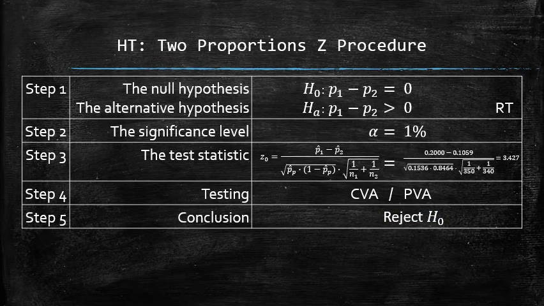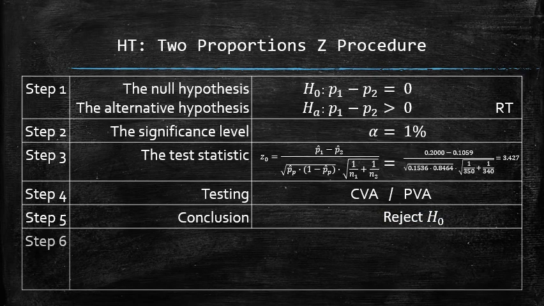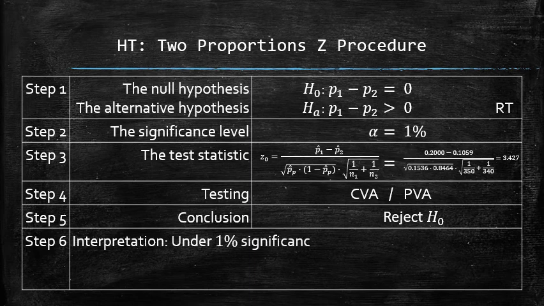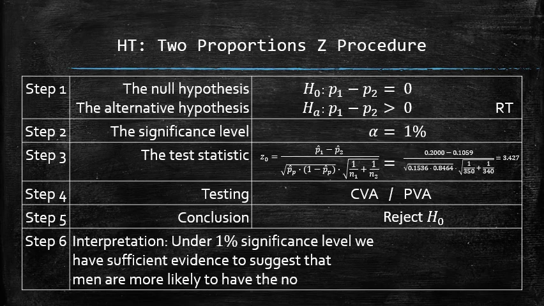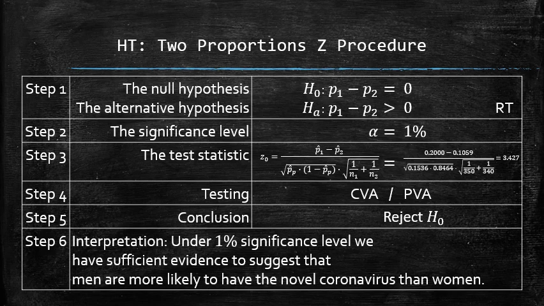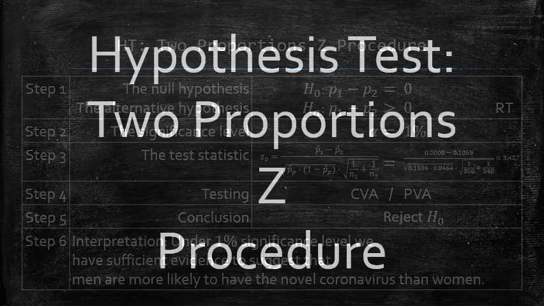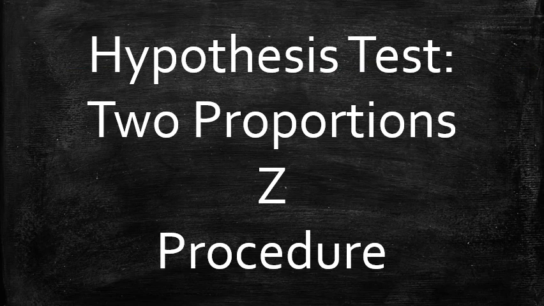Next, we are going to interpret the results. Interpretation. Under 1% significance level, we have sufficient evidence to suggest that men are more likely than women to have the novel coronavirus. The hypothesis test is complete. I just showed how to apply the two proportions Z procedure to test a statistical claim about two population proportions.